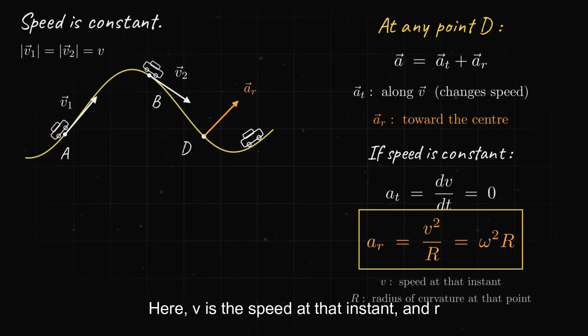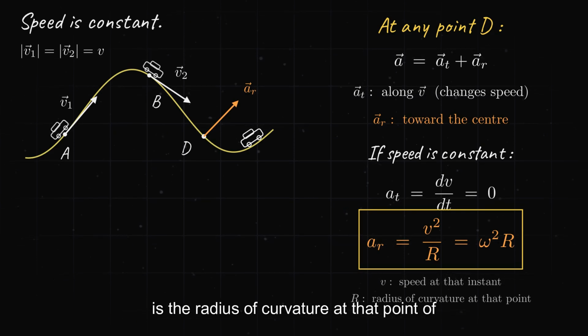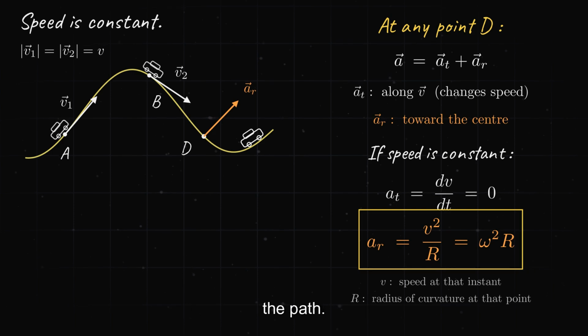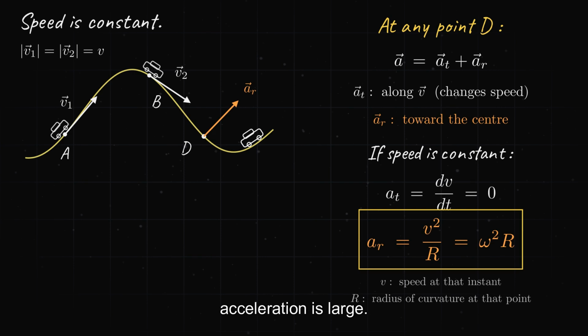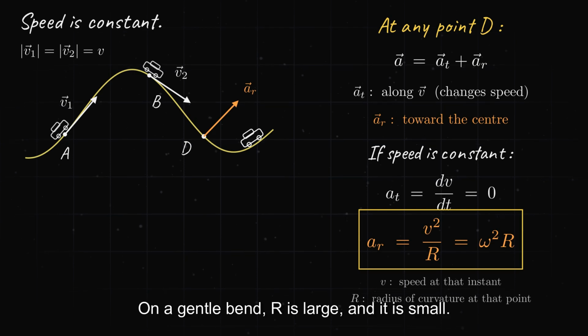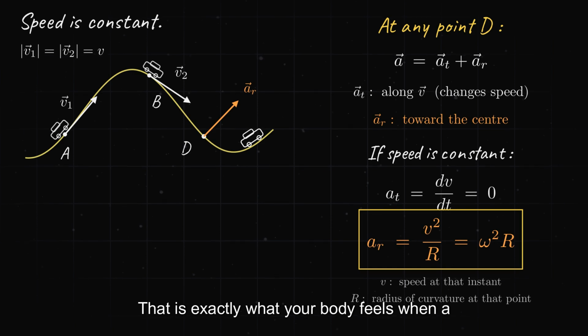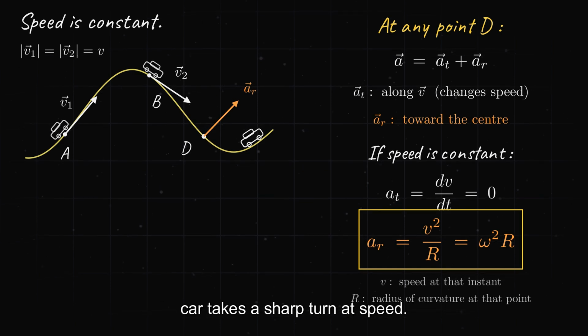Here, v is the speed at that instant, and r is the radius of curvature at that point of the path. So think about it. On a sharp bend, r is small, and the centripetal acceleration is large. On a gentle bend, r is large, and it is small. That is exactly what your body feels when a car takes a sharp turn at speed.